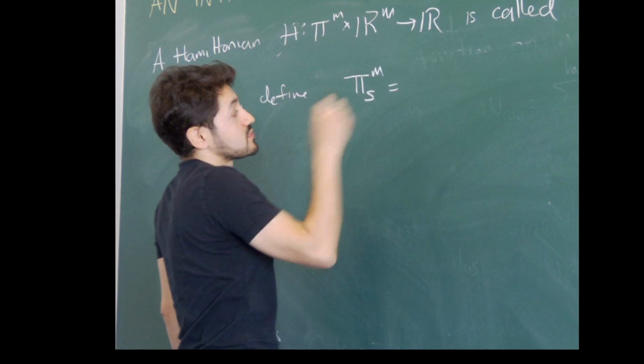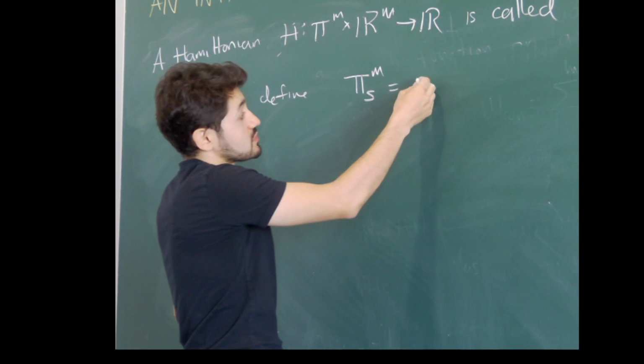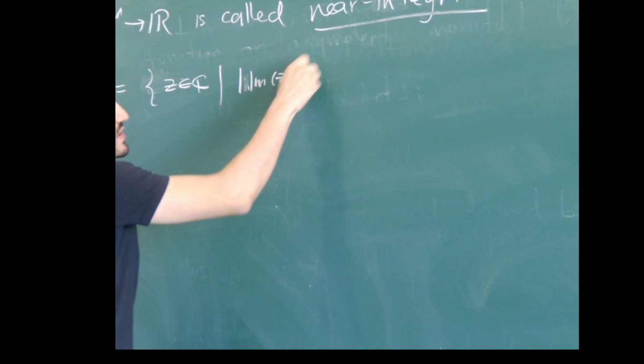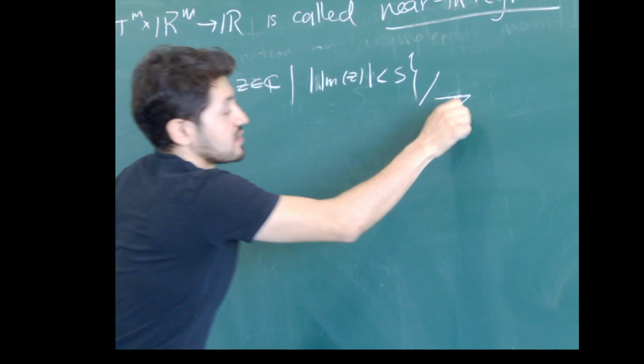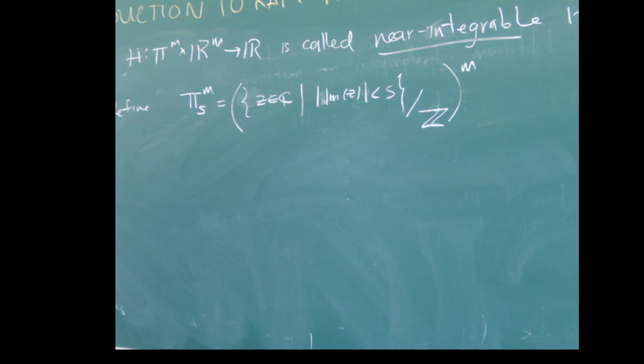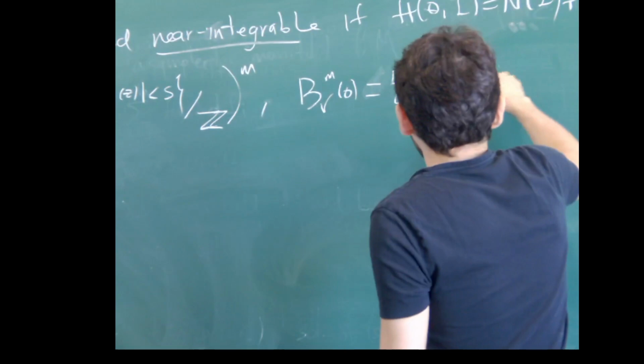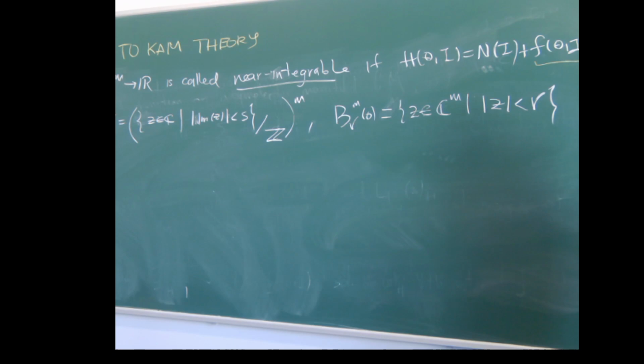So we define an analytic neighborhood of the torus. What I do is I take complex numbers whose imaginary part is smaller than some value, I quotient by the integers, and I take this to the power m. Okay? So this is my analytic neighborhood of the m-dimensional torus. And I will use the notation like this for the complex ball of radius r. So I will consider real analytic functions defined in this kind of set.